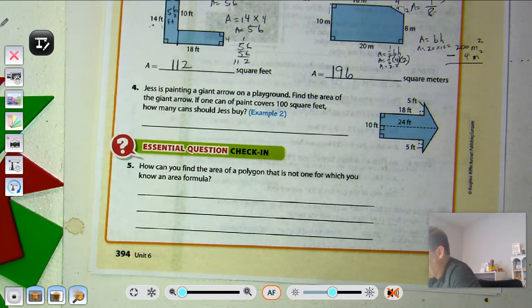All right, number 4. Jess is painting a giant arrow on a playground. Find the area of the giant arrow. If 1 can of paint covers 100 square feet, how many cans should Jess buy? So we have a couple steps here. So first we have to find the area of the arrow she's going to paint. And then we're going to divide that by 100.